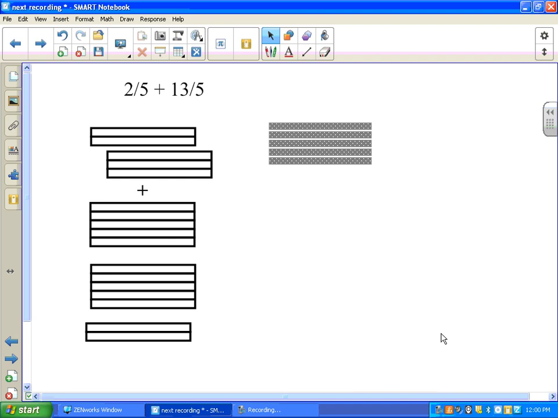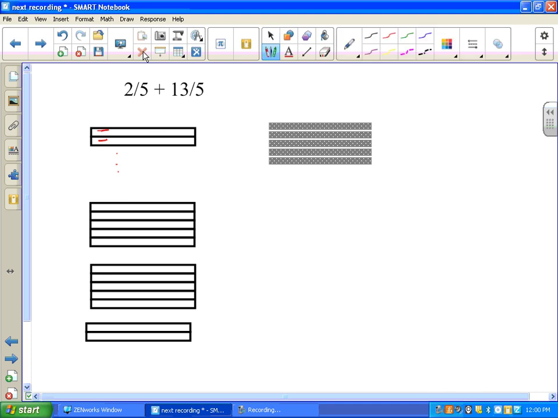2/5 plus 3/5. Okay, so if you notice here, I have 2 bars out of 1, 2, 3, 4, 5. So that's 2 out of 5. That's what 2/5 means. I can get rid of those 3 that we're not going to use. And then we're adding on 3/5. So here's 3 more.